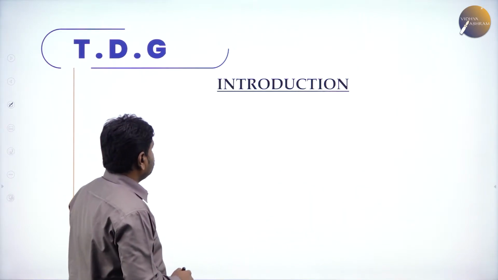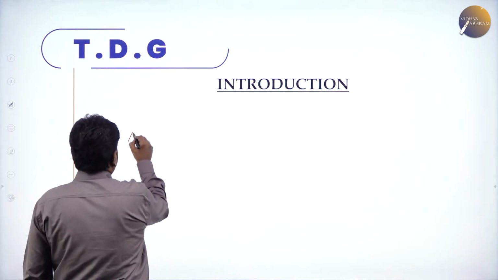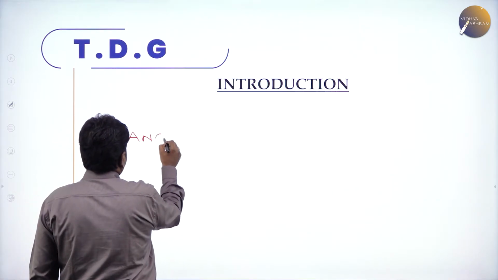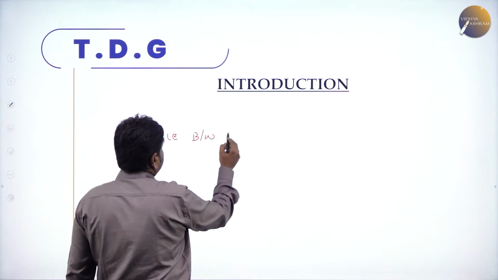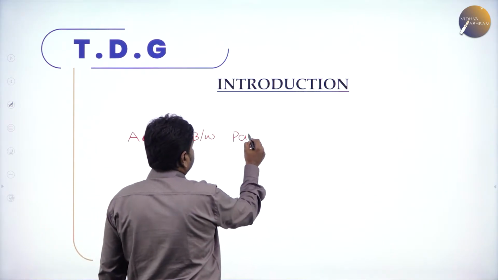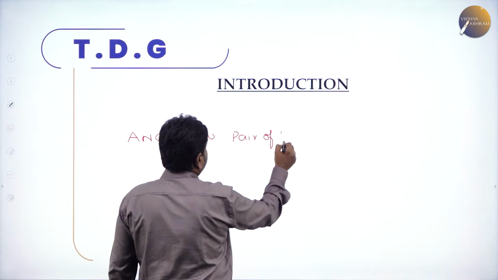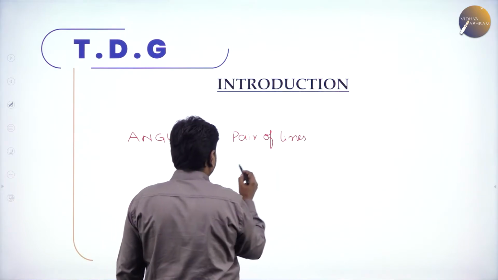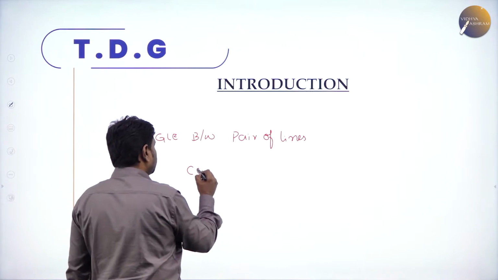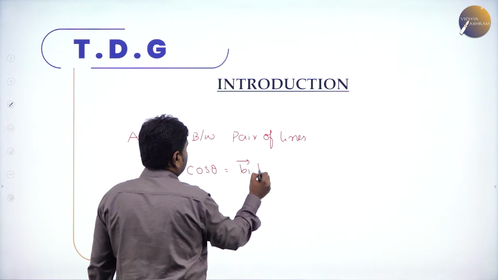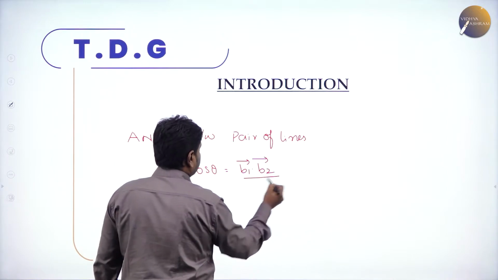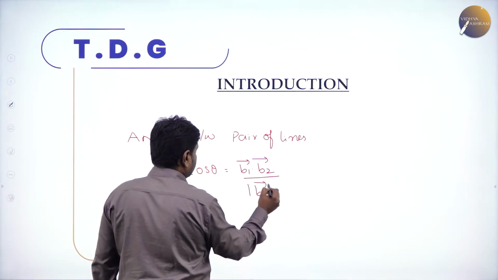Now here angle between pair of lines, a repeated question in your board papers. If you want to find angle between pair of lines, if you know the parallel vectors, that is more than enough. That is cos theta is equal to vector B1 dot B2 divided by magnitude B1 magnitude B2.